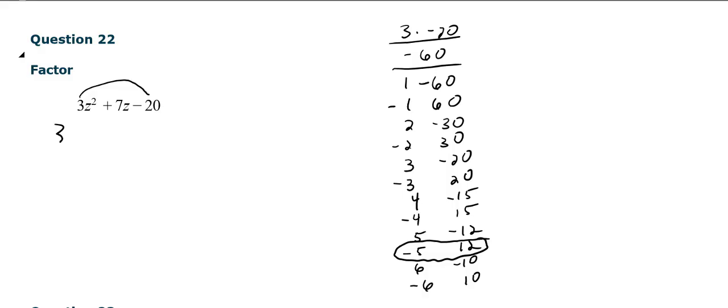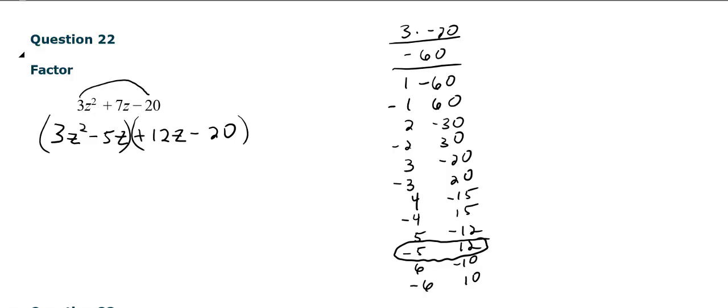So the pair that adds to a positive 7 is going to be negative 5 and positive 12. So we're going to rewrite the expression using negative 5z and positive 12z to rewrite our middle term. We're going to factor by grouping.